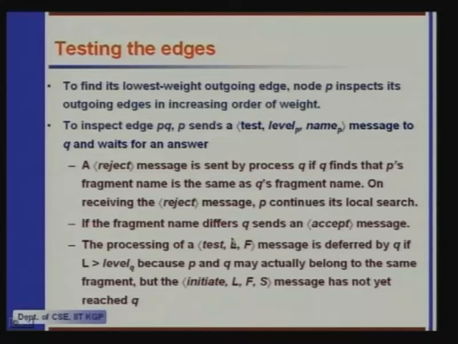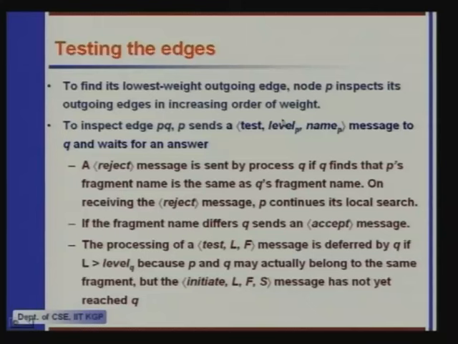Similarly, if it is ever rejected, it means that it has become a font edge of the tree already. So, therefore, it can never become a branch. So, once rejected, always rejected; once it becomes a branch, it always remains a branch, right. Now, we are going to look at the ways of testing the edges. Intuitively, what we are going to do is that the node P will inspect its outgoing edges in increasing order of weight.